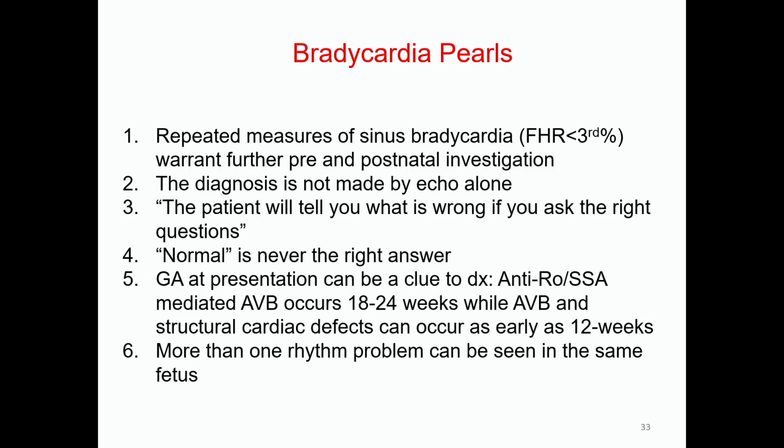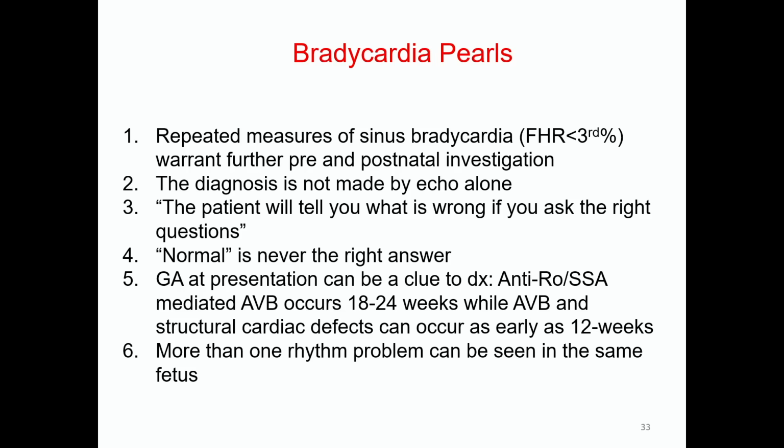The gestational age at the presentation of the bradycardia can be a clue to the diagnosis. Antibody-mediated AV block or sinus bradycardia usually occurs at 18 to 24 weeks, and it's very, very rarely seen later than that. It can be seen a little bit earlier, but rarely seen later. On the other hand, if you have AV block and a structural cardiac defect, such as congenitally corrected transposition, a beautiful talk that Julia gave earlier today, and heterotaxy, which Edgar's going to give tomorrow, those are two situations where a structural defect can be accompanied by AV block, and those can occur very early. I think we've all seen them as early as 12 to 13 weeks.